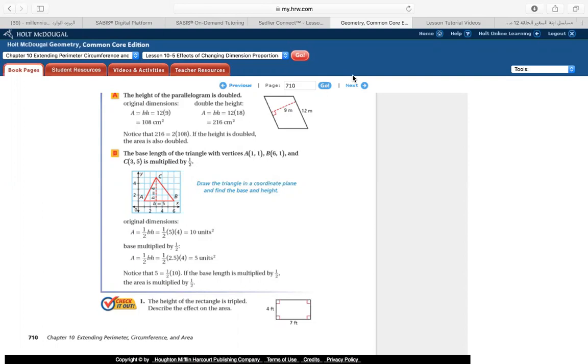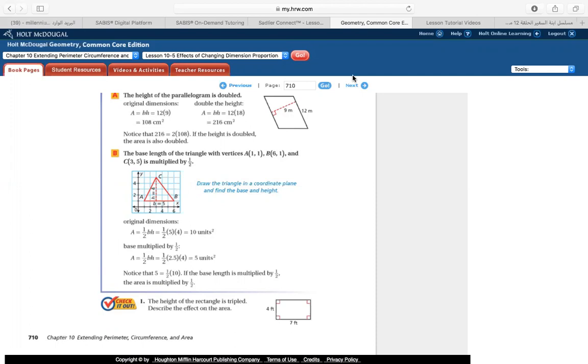Okay, what happened here? The height of the rectangle is tripled. Tripled means multiplied by 3. So 4 multiplied by 3 is 12. So let's now get the new area. The new area is also base multiplied by height. So 12. Why is it 12? Because the height is tripled. 4 multiplied by 3 is 12. Multiplied by 7 is 84. So the old area was 28 and the new area is 84.